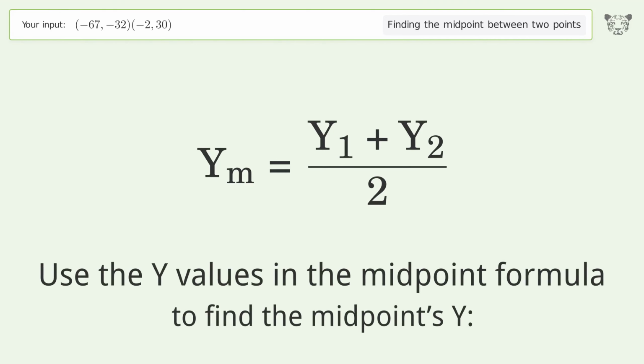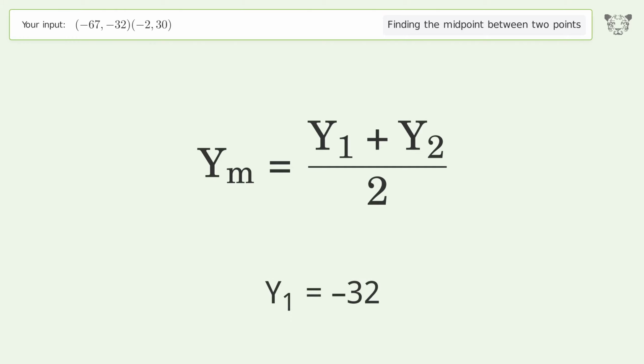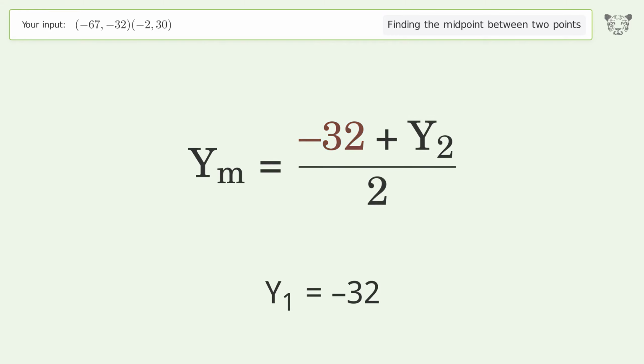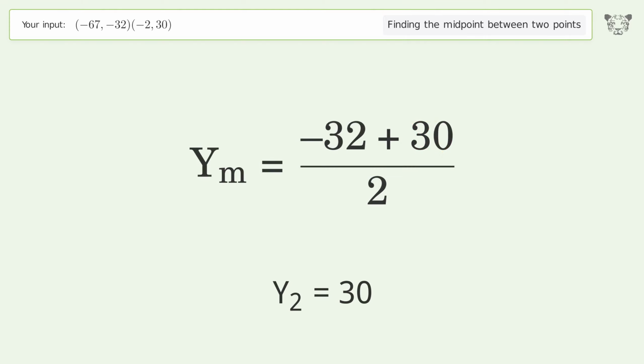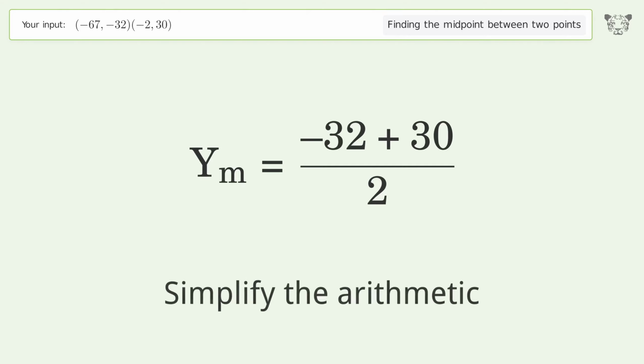Use the y values in the midpoint formula to find the midpoint's y. y1 equals -32. y2 equals 30. Simplify the arithmetic.